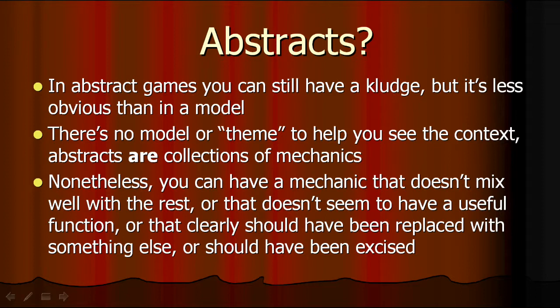We're talking about kludges. In abstract games, you can still have a kludge, but it's less obvious than if it were a model. There's no model or theme, quote-unquote, to help you see the context, because abstracts are, in a sense, collections of mechanics. Nonetheless, you can have a mechanic that doesn't fit with the rest, that doesn't mix well, or doesn't seem to have a useful function, or it clearly should have been replaced with something else, or it should have been removed from the game. That's a kludge, even in an abstract.